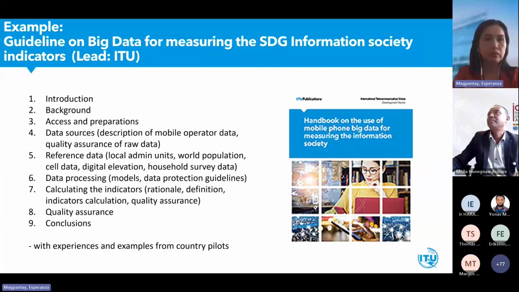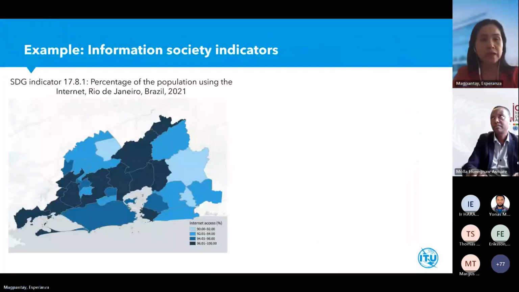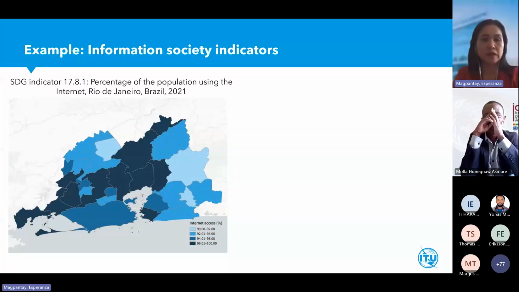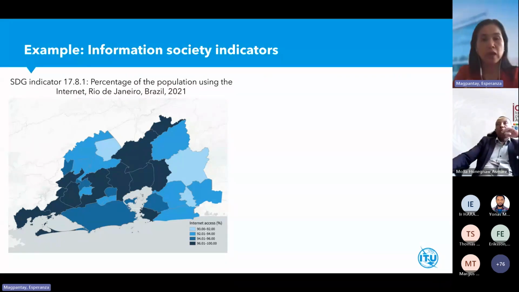So an example of the indicator 17.8.1, percentage of population using the internet. So in Brazil in 2021, you can see on the map that with this mobile phone big data pilot that they did, they were able to map the percentage of the population using the internet in Rio de Janeiro. The dark parts of the map show that there's a very high penetration of internet usage, but in areas where you have very light blue, there's still some parts of the population not using the internet.